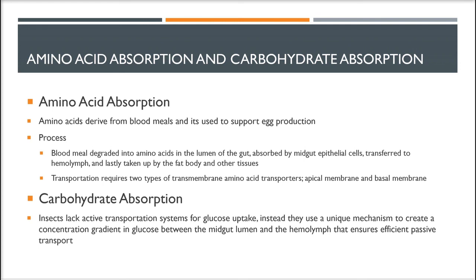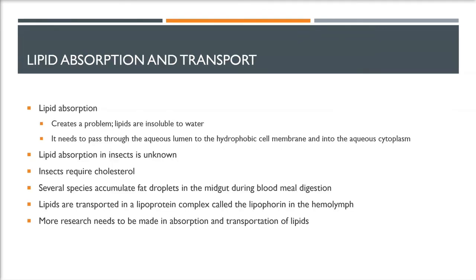There are two types of transportation of amino acids. The first is the apical membrane, which faces the midgut lumen, and the second is the basal membrane, which faces the hemolymph. Carbohydrate absorption is very unique for insects in that it lacks active transportation systems for glucose uptake. Instead, they use unique mechanisms to create a concentration gradient in glucose between the midgut lumen and the hemolymph that ensures efficient passive transport.